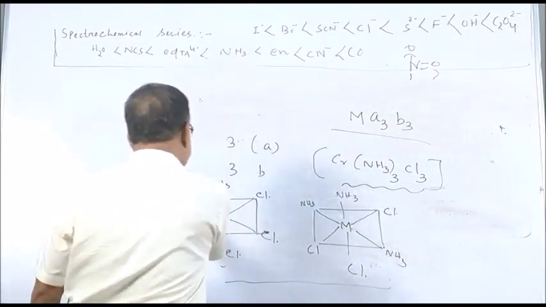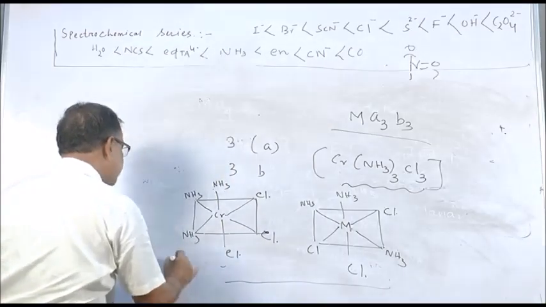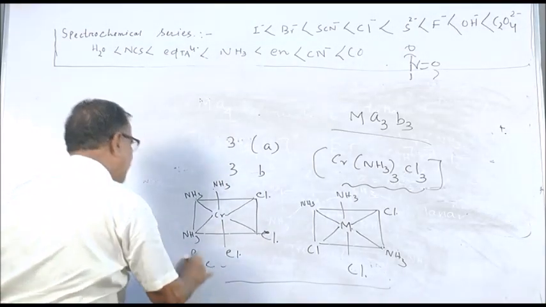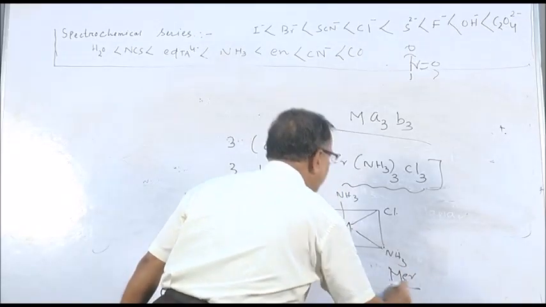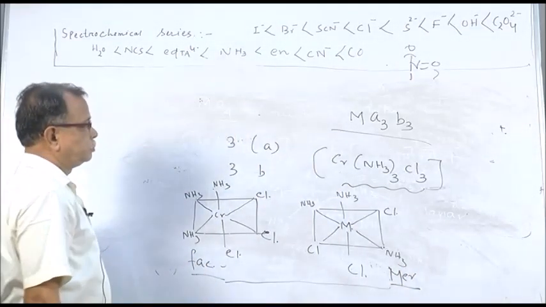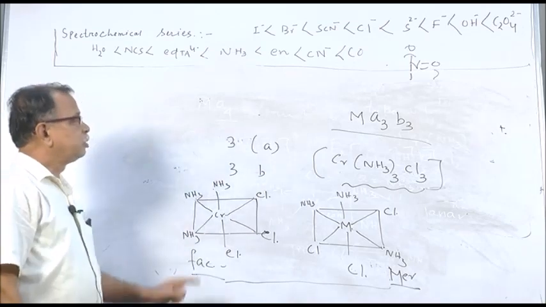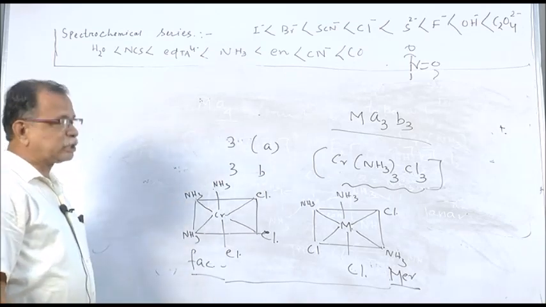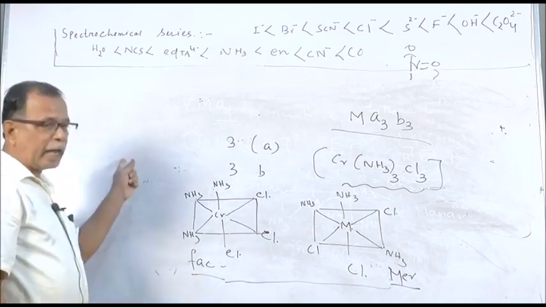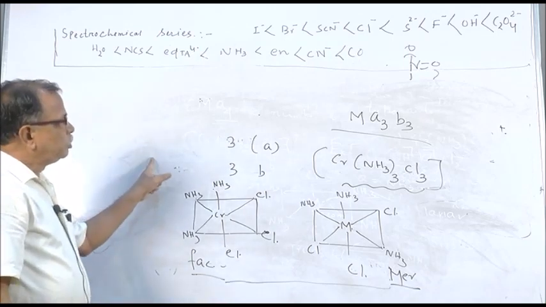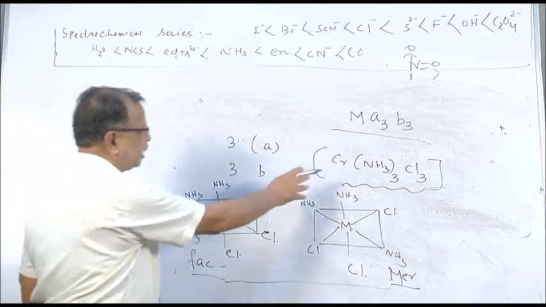One is facial, where the three same ligands remain on the same face. The other is meridional, where they lie on the same meridian. It is called fac and mer. We get this type of geometrical isomer of these compounds. Ma6 type, Ma5B type, Ma4B2, Ma3B3 type, because here it is Ma3B3 type.